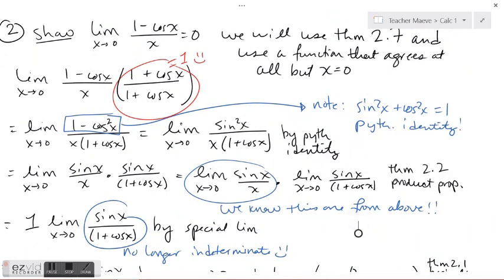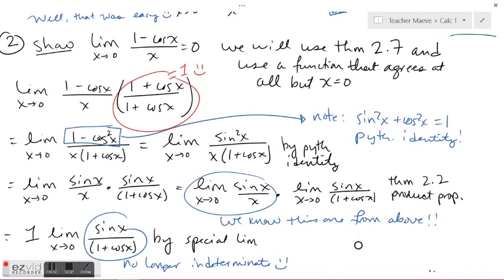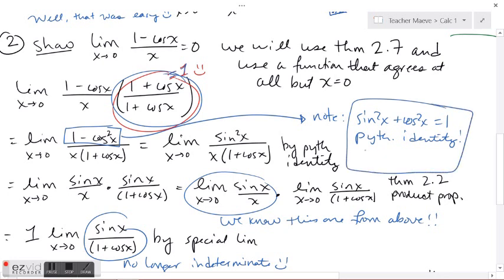Okay, so 2, we're going to show that the limit as x approaches 0 of 1 minus cosine of x over x is 0. We'll use theorem 2.7, and we'll use a function that agrees at all but x equals 0. So the limit as x approaches 0 of 1 minus cosine x over x, let me multiply it by something over itself that just equals 1. So then what we get is 1 minus cosine squared x on the top. But notice, sine squared x plus cosine squared x is equal to 1. That's the Pythagorean theorem identity. So sine squared x is just 1 minus cosine squared x, and that's why I put that in there.